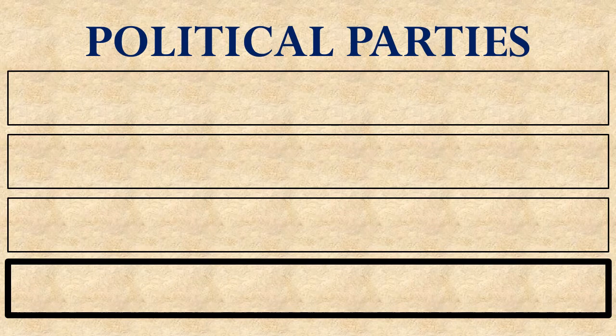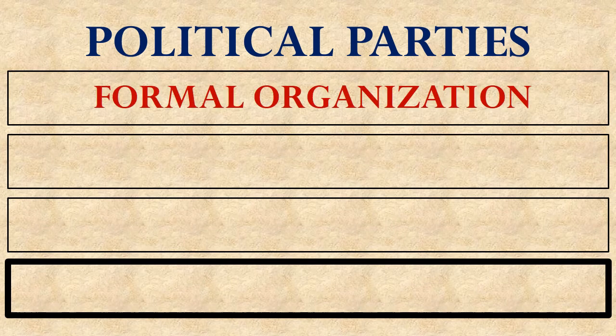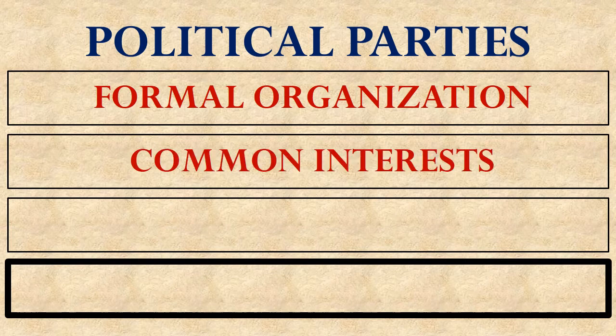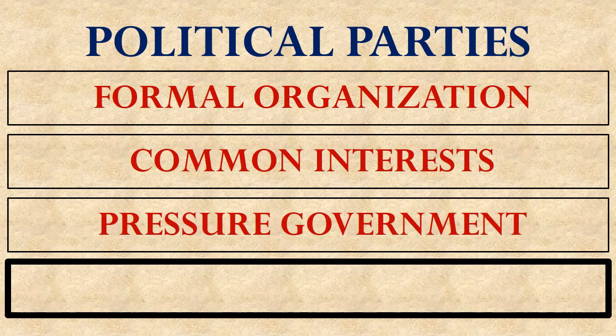In previous lessons, we've learned about interest groups. Let me begin by explaining how political parties are similar to interest groups. Interest groups have formal organizations. They have common interests among the people who are members of those formal organizations. And they press government to do things for them. Political parties are similar in all these ways.